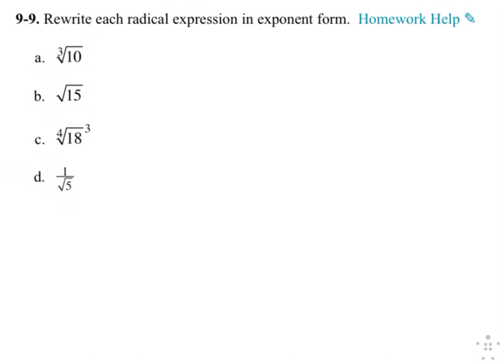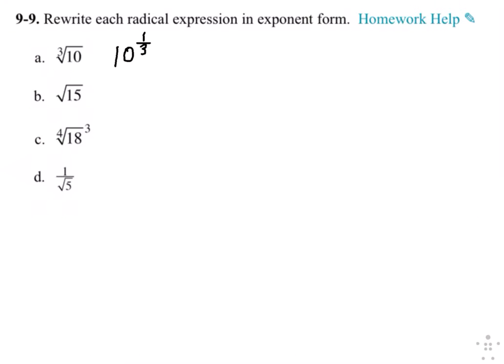Okay, so for these they want the radicals written in exponent form. So the square root is to the 1/2. So for a, the square root is to the 1/2, the third root is to the 1/3, the fourth root is 1/4. So this is just 10 to the power of 1/3, right?